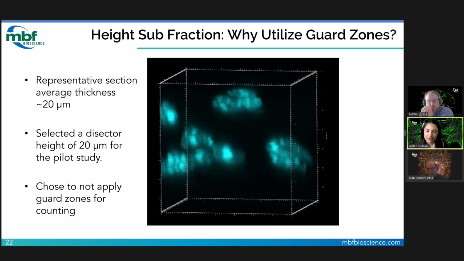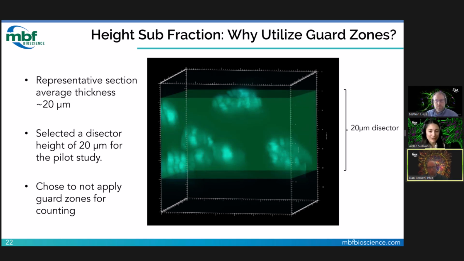When I measured my representative section, the mean measured mounted thickness averaged around 20 microns. Even though my tissue was cut at 30 microns thick, it ended up shrinking a bit during the tissue processing step. So to ensure that my dissector will fit within the Z extent of my sections, I chose to use a dissector of 20 microns.